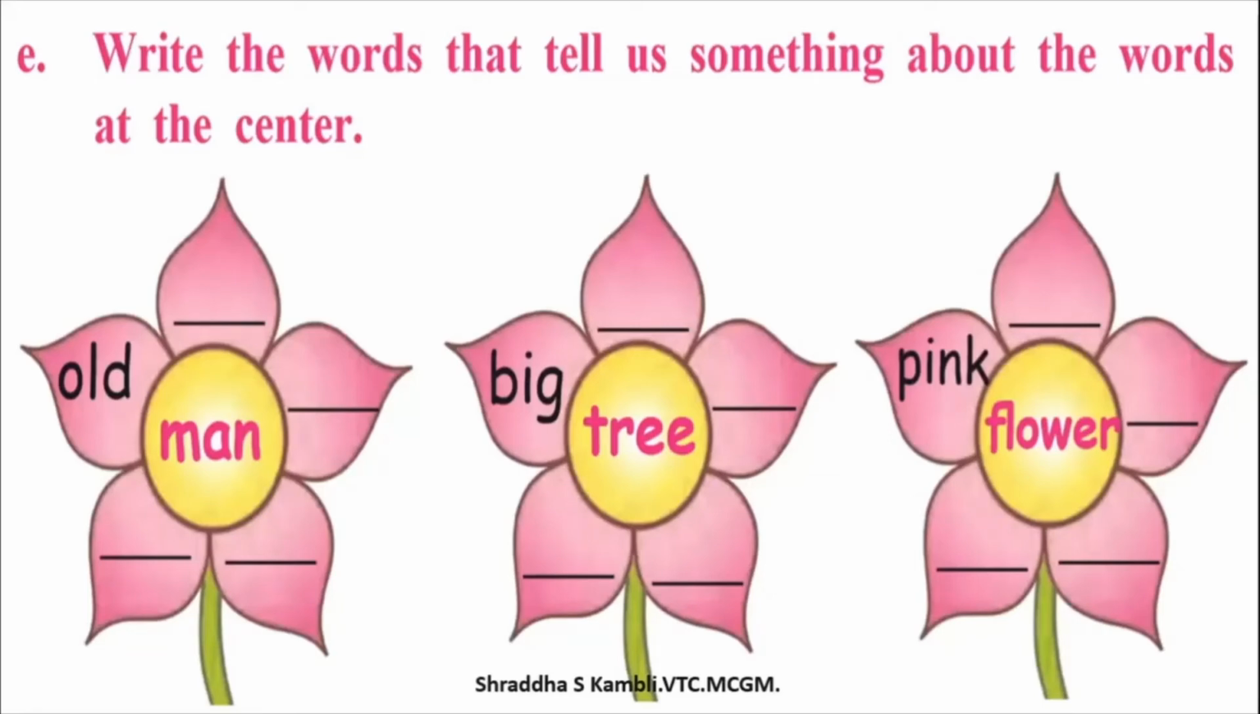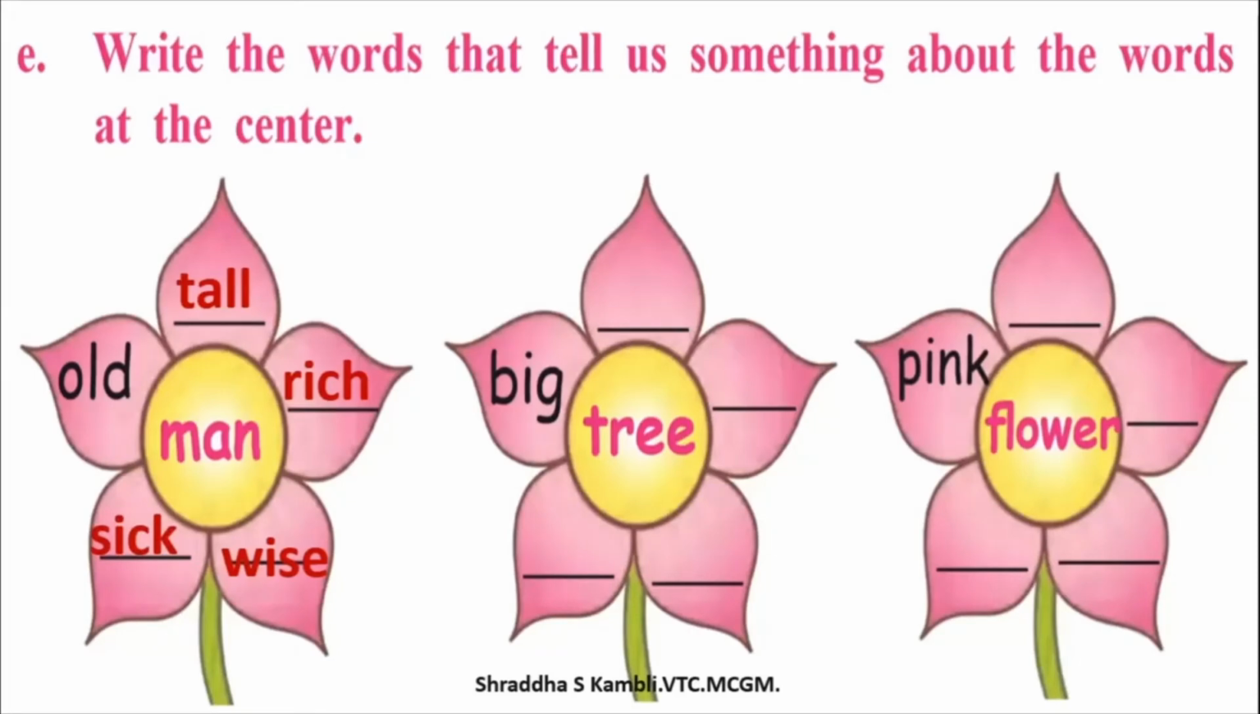Write the words that tell us something about the words in the center. So there are 3 flowers over here, and in the center of the flowers you can see 3 words: man, tree, flower. And for man, see, let us take one at a time. Let us go to the first flower first. So for man, if you want to give information about the man, what kind of a man he is? So we will say old man. Okay, what other words can you use to say something about the man? You can also say tall man, you can say rich man, you can say wise man, you can also say sick man. Okay, so you can use all these words to talk about man.